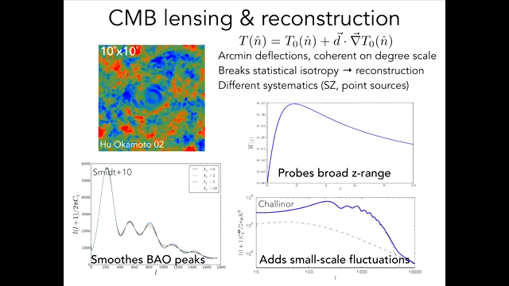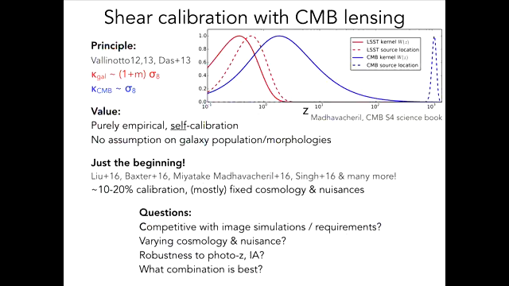How does it help with shear calibration? Schematically, it helps in the following way. If your shear or convergence, basically your probe of galaxy lensing, is proportional to a cosmological amplitude times this shear miscalibration, and if your CMB lensing does not have this shear miscalibration, you would think naively that by combining the two, you'd be able to solve for both shear calibration and cosmology.